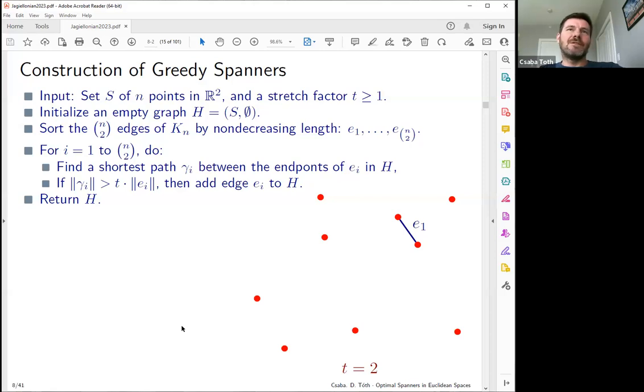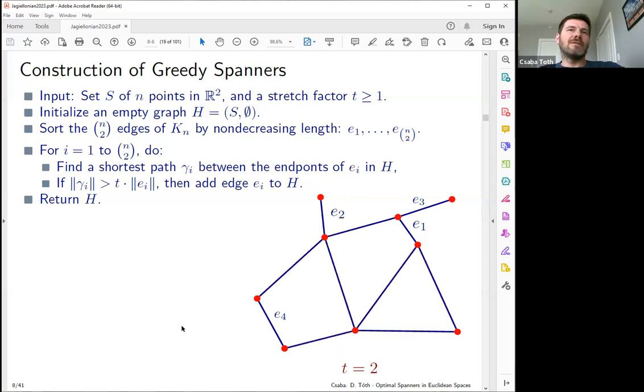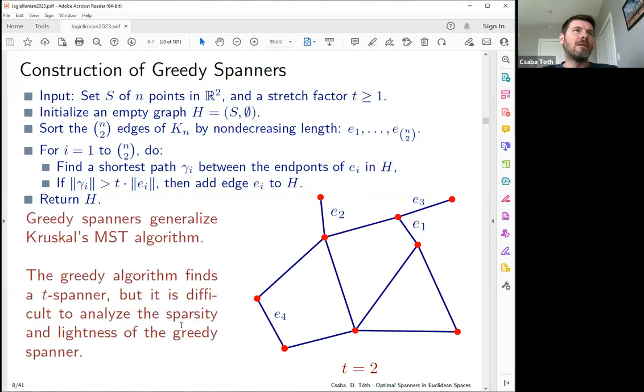So the shortest edge is always added, and then in this example, maybe this would be an interesting question: if our stretch is 2, do we add the 5th edge or not? And you say we don't, because there's already a path between the two endpoints of stretch up to 2. So the next edge is added, and in this example, we would get this graph out of the complete graph where t equals 2.